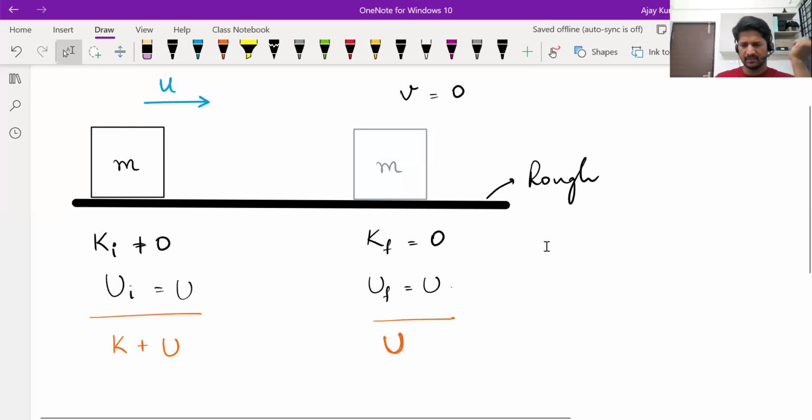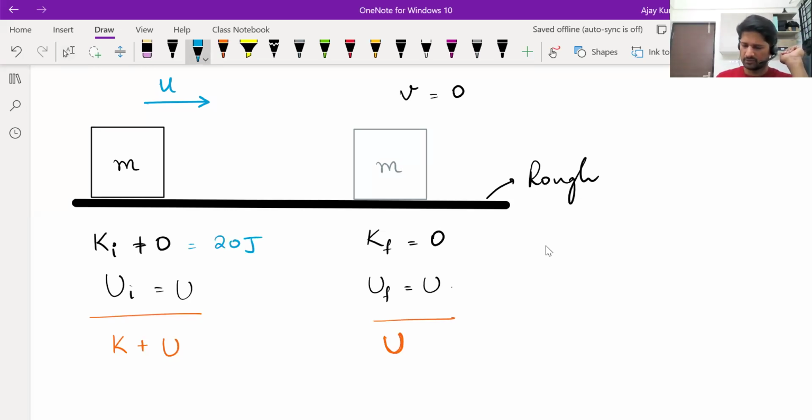It's lost. Obviously, it's lost. Let's say it had an initial kinetic energy of some 20 joules, an initial potential energy of 100 joules, then its total mechanical energy initially is 120 joules. Finally, that kinetic energy is gone. Potential energy remains the same.